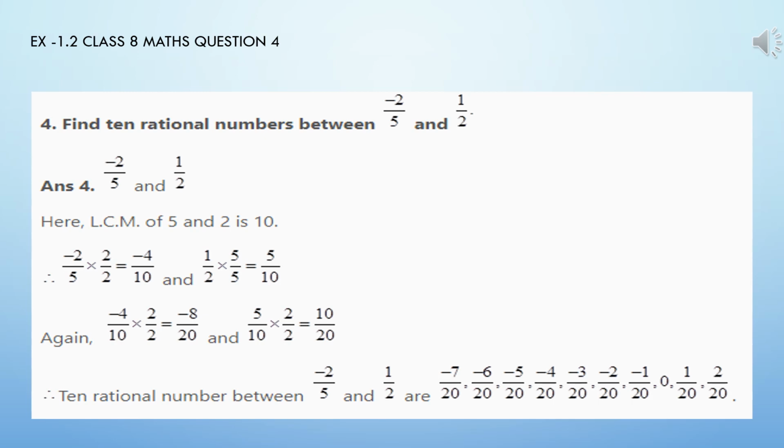Now again we have to find 10 rational numbers between minus 2 upon 5 and 1 upon 2, so we have to form according to this. Minus 4 upon 10 is multiplied by 2, then we get minus 8 upon 20. 5 upon 10 is multiplied again by 2, then we get 10 upon 20. Then 10 rational numbers between minus 2 upon 5 and 1 upon 2 are minus 7 upon 20, minus 6 upon 20, minus 5 upon 20, minus 4 upon 20, minus 3 upon 20, minus 2 upon 20, minus 1 upon 20, 0, 1 upon 20, and 2 upon 20.